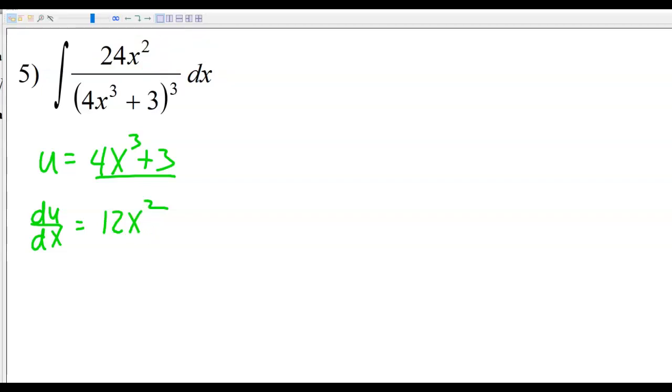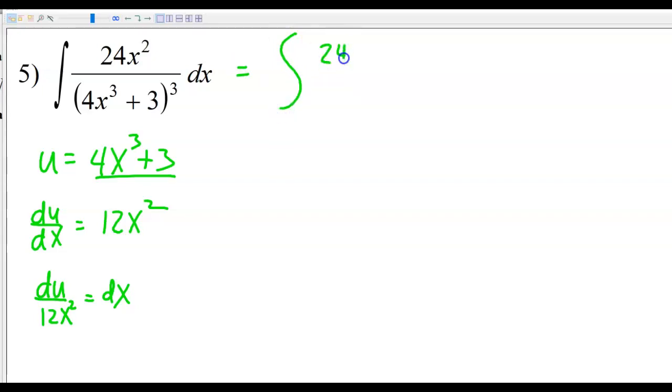So after you, step 1, identify your u. Step 2, find the derivative. Step 3, get the dx by itself. So once again, you multiply both sides by dx and divide both sides by 12x squared to get the dx by itself, and you're going to get that. Next, we go ahead and we do our u substitution.